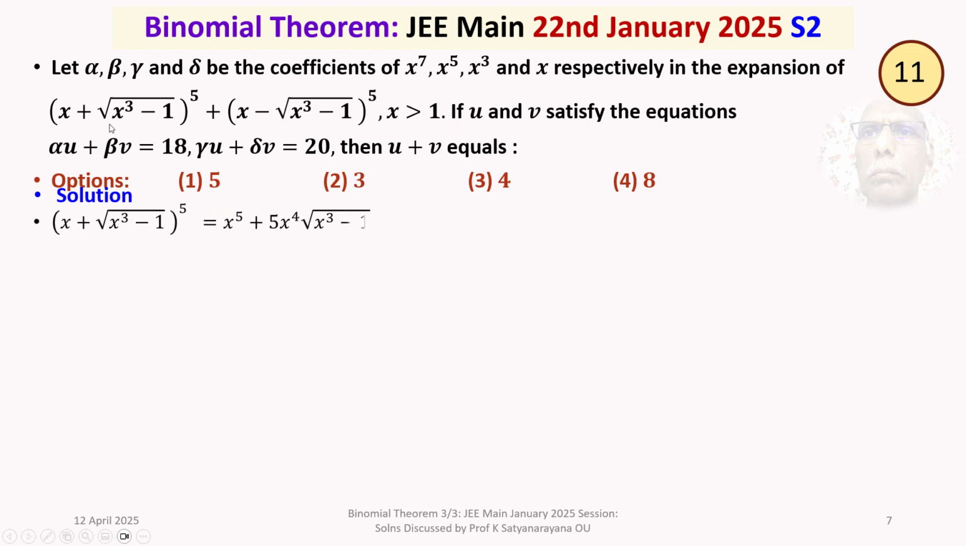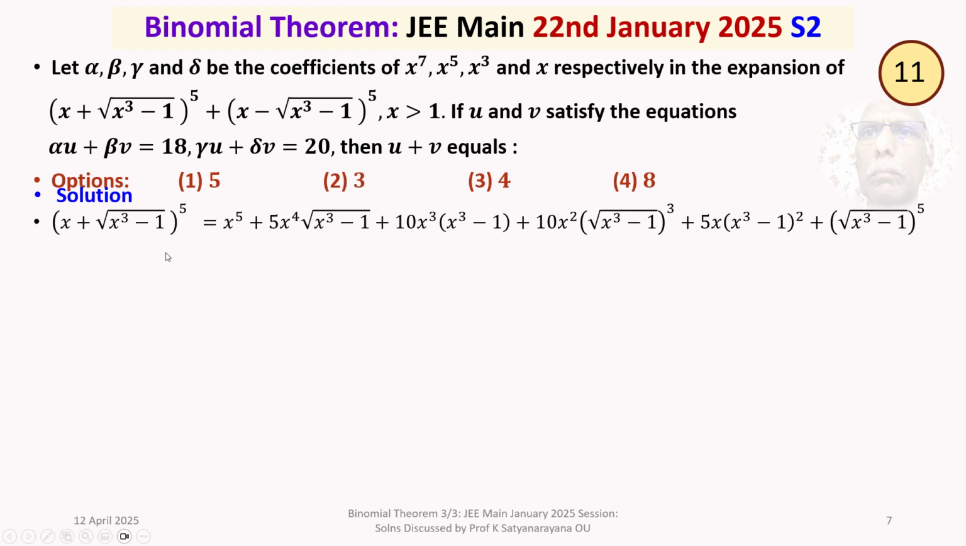So we take (x + √(x³ − 1))⁵ and straight away expand by means of the binomial. So x⁵ plus 5C1, that is 5, x⁴ into √(x³ − 1), plus 5C2, that is 10, into x³ into (√(x³ − 1))², that is x³ − 1, plus 10x² into (√(x³ − 1))³, plus 5x into (x³ − 1)², plus (√(x³ − 1))⁵.